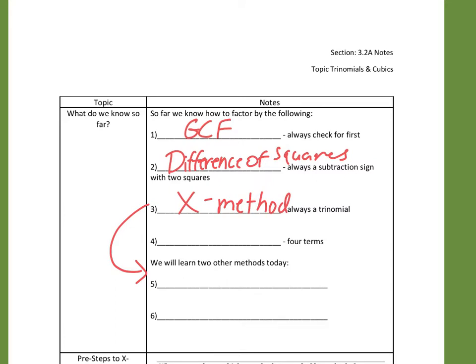The fourth thing we did learn, though, had four terms. Anybody remember what that's called? If it had four terms. Starts with a G. Grouping. Good. Grouping. Okay, that's when we have four terms.